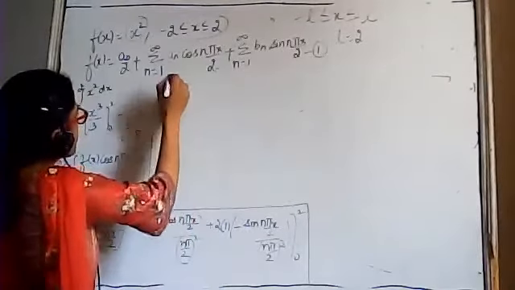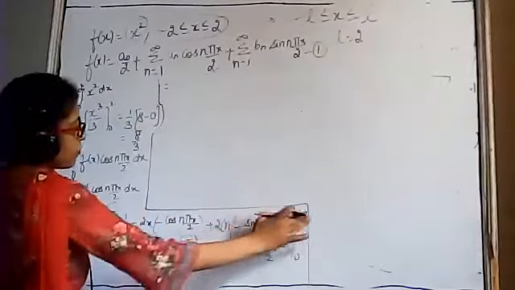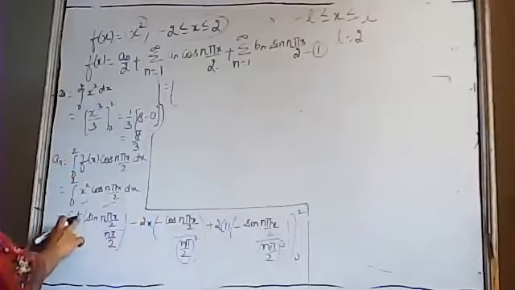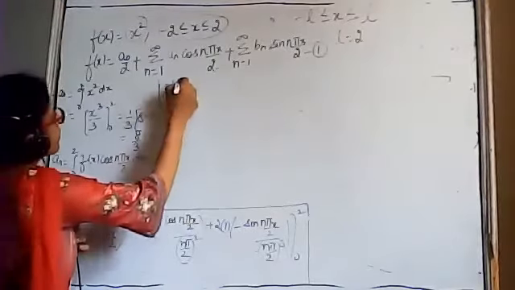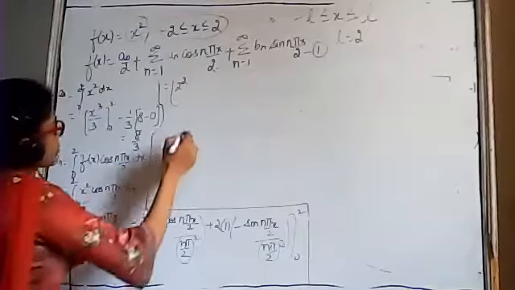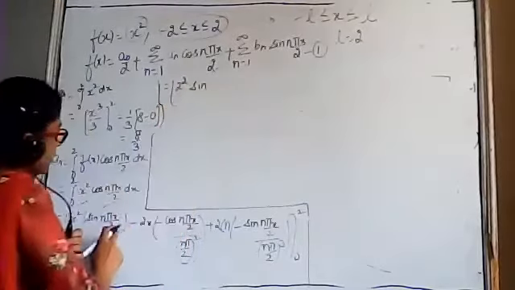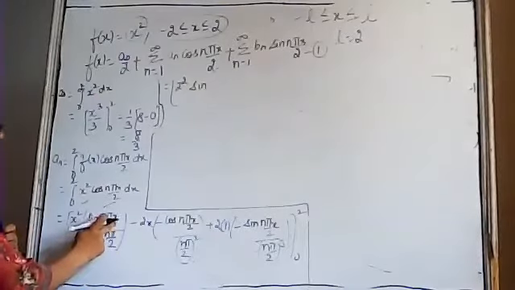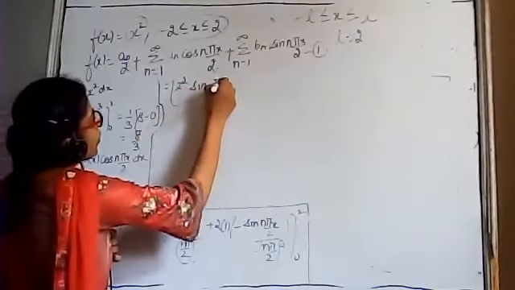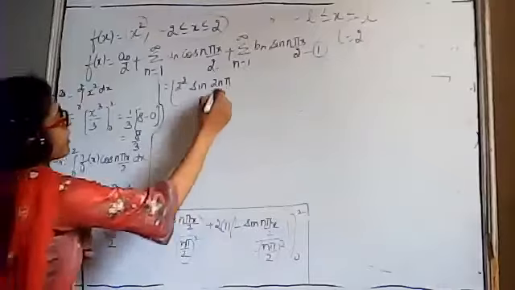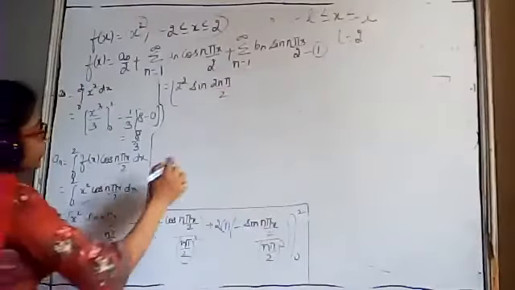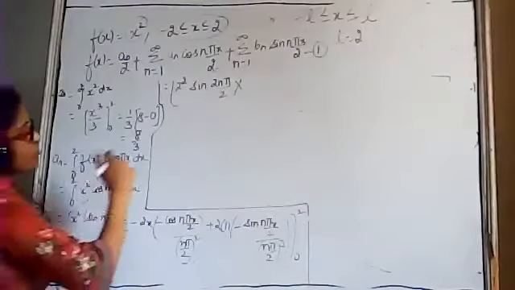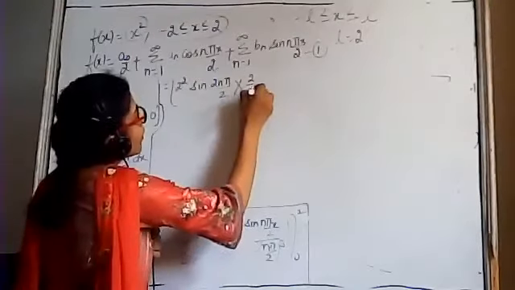After that, we have to substitute the values. We have to put the limits. This is equal to, first of all, the upper limit. This is 2 square into sine of, we have to substitute the limit in the place of x. So it will be 2n pi divided by 2 into, this term can be taken in the numerator with its reciprocal. This is 2 upon n pi.